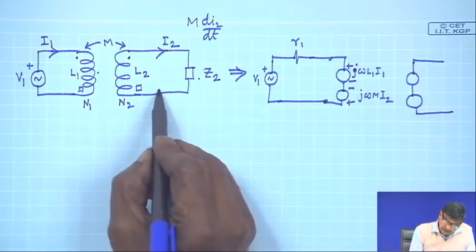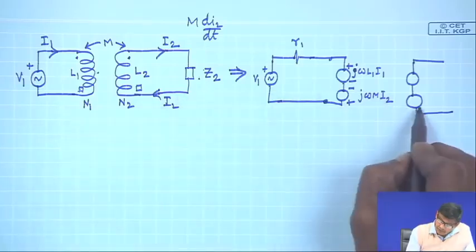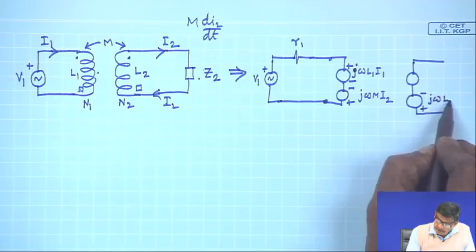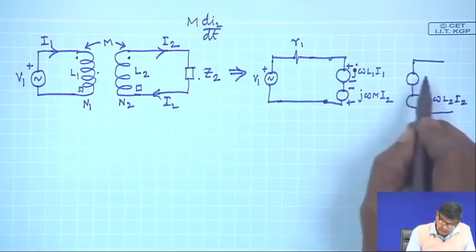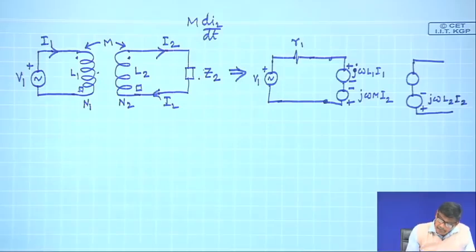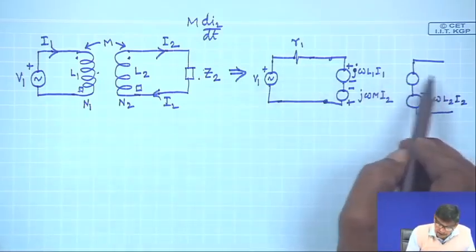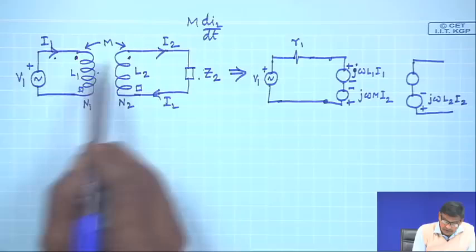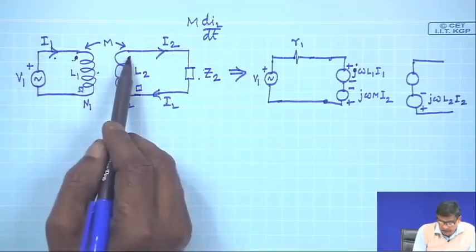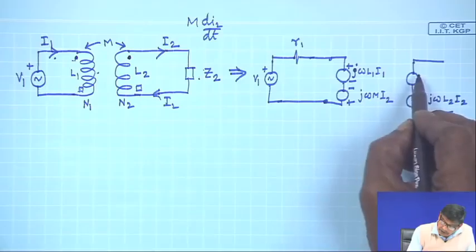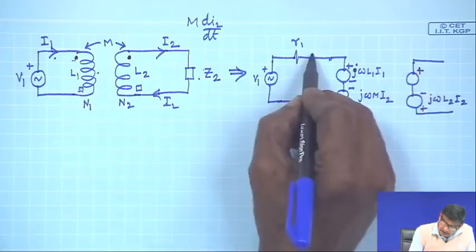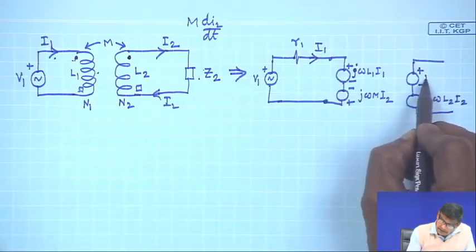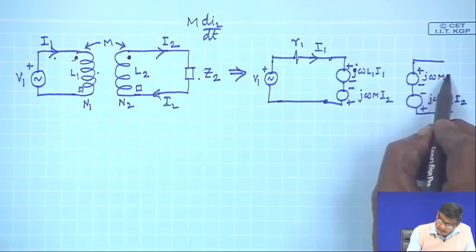One is I 2 entering through this, therefore, the self inductance drop j omega L 2 I 2, and then the mutual inductance because primary winding is carrying a current of I 1. This is dot, this is dot, current is entering through the dot. So, the other dot is plus. So, the polarity of this voltage will be this, mind you, this is I 1 and this is minus, and this is j omega M I 1.